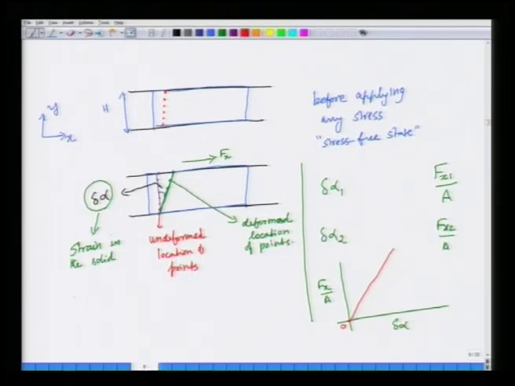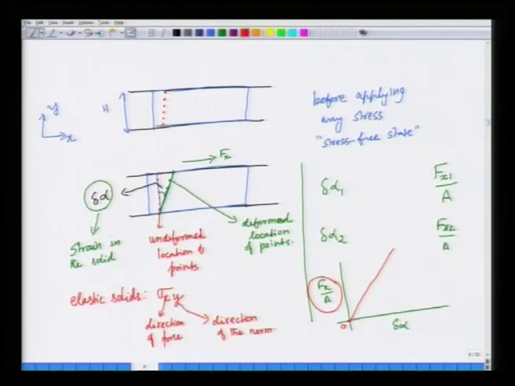So, if you were to do these experiments for purely elastic solids, this Fx by A is called the stress, and stress is denoted by the Greek letter sigma, with subscripts: x being the direction of the force, and y being the direction of the normal over which the force is acting. Remember that we have this surface whose unit normal is in the j direction and the force is acting in the i direction, which is x. That is why there are two indices, one is the direction of the force.